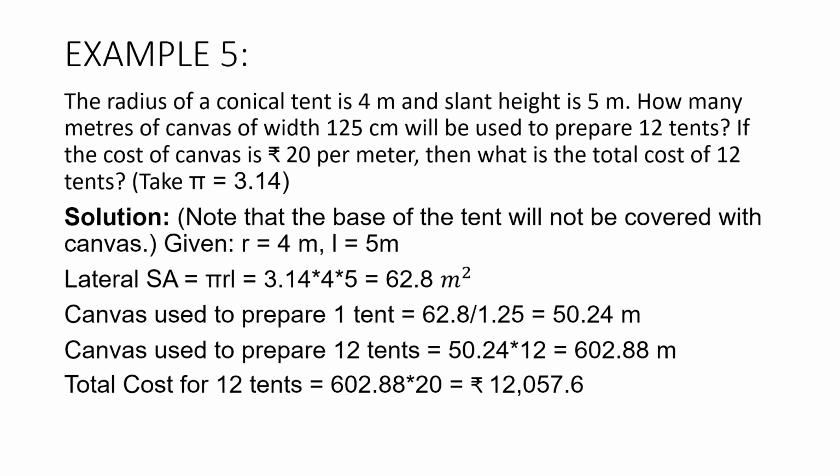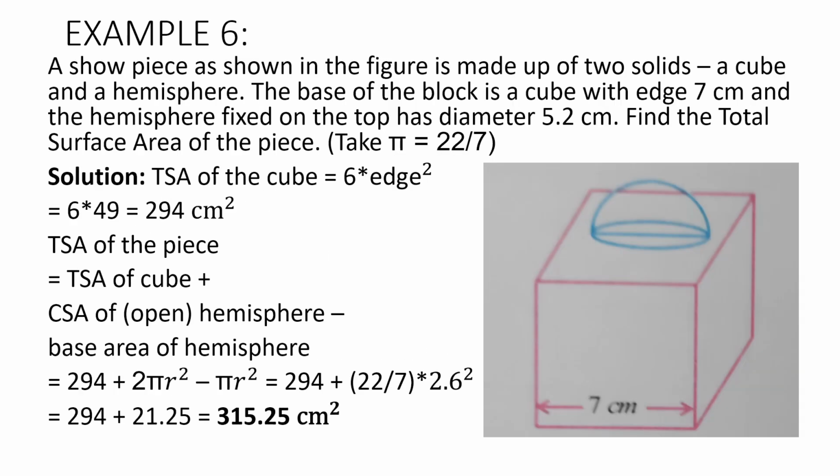Canvas used to prepare 12 such tents would be 50.24 into 12, which is 602.88 meters. Total cost for 12 tents would be 602.88 into 20, which is equal to rupees 12,057.6.